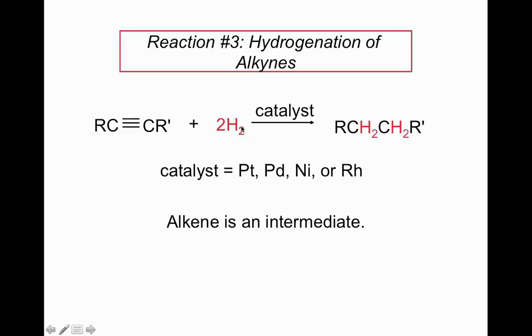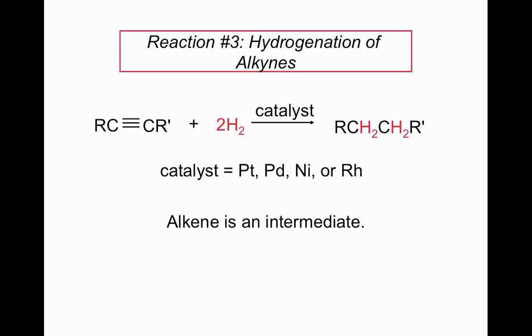The triple bond requires two equivalents of molecular hydrogen to be fully reduced to an alkane. When we learned about this reaction for alkenes, we needed only one equivalent of hydrogen because we had only one pi bond. Here we have two pi bonds, so we need two equivalents of hydrogen. Your catalyst can be any transition metal listed here. It doesn't matter which one you list as long as it's one of the transition metals.